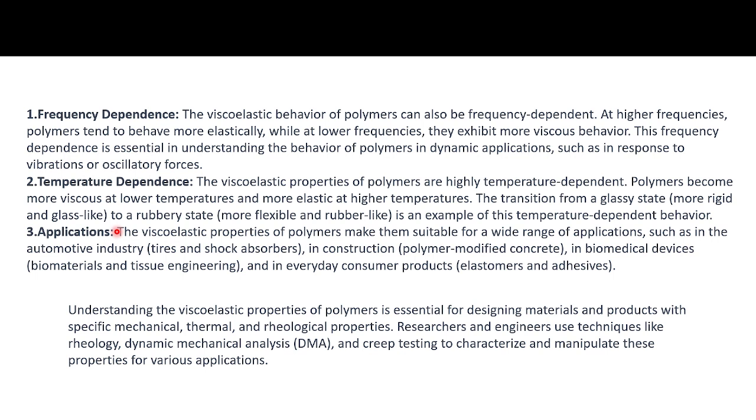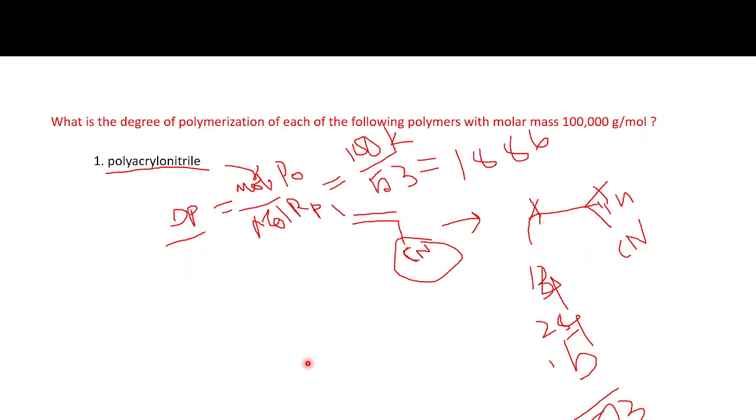So what is the application of this? This has application in the automotive tire industry, like tires, shock absorbers, etc. So how can we know about the viscoelastic behavior? We can do rheology, dynamic mechanical analysis, and creep testing to characterize this behavior of the polymer.